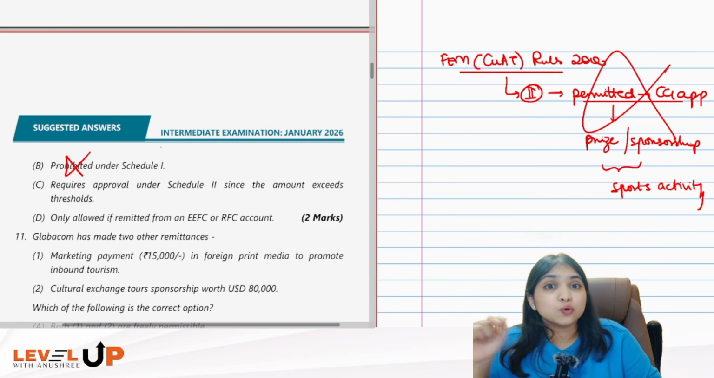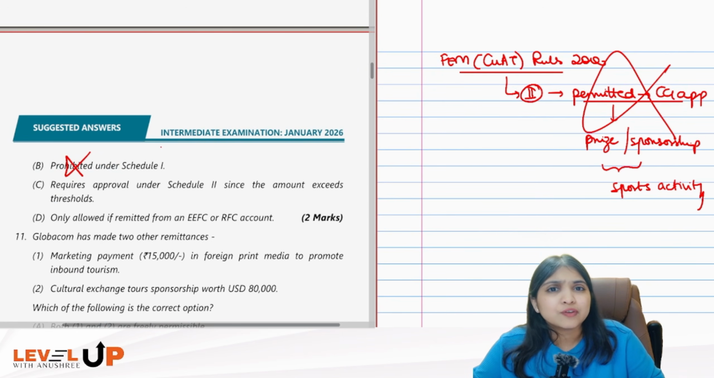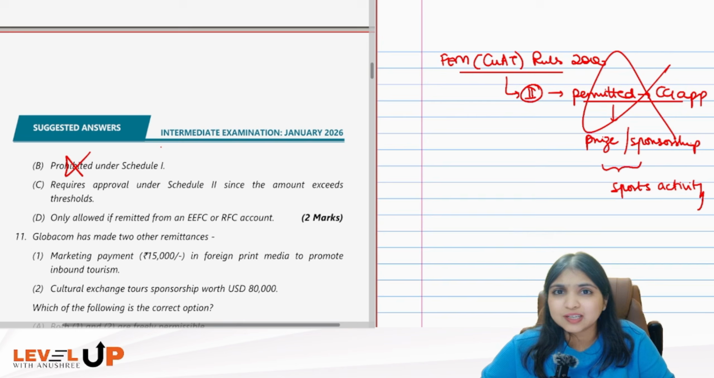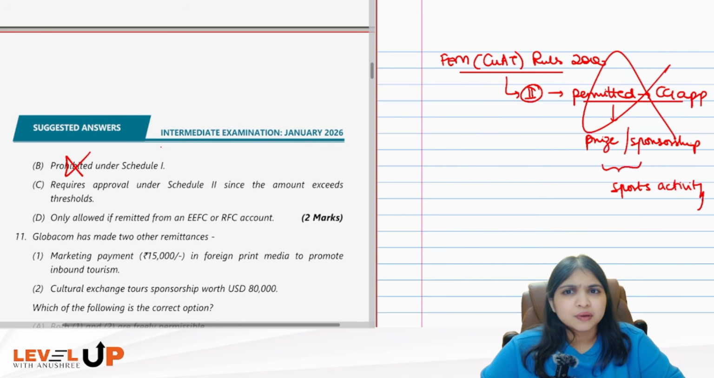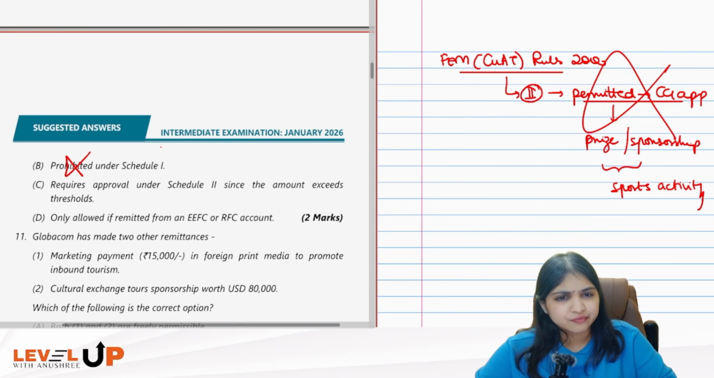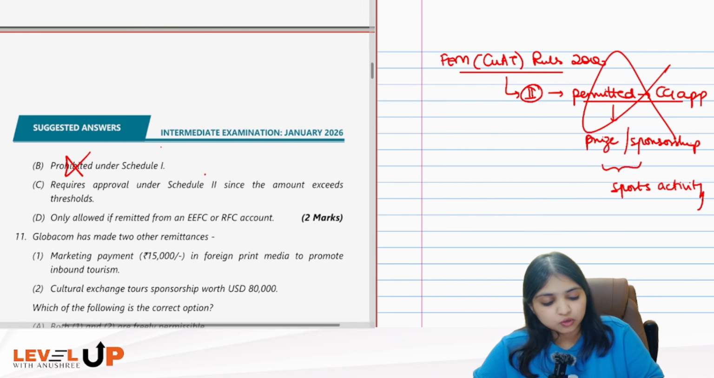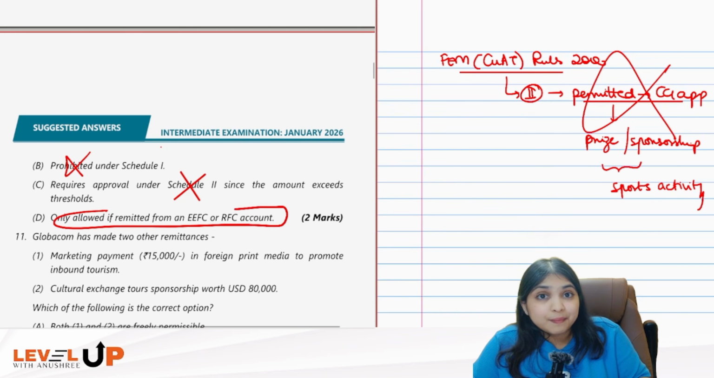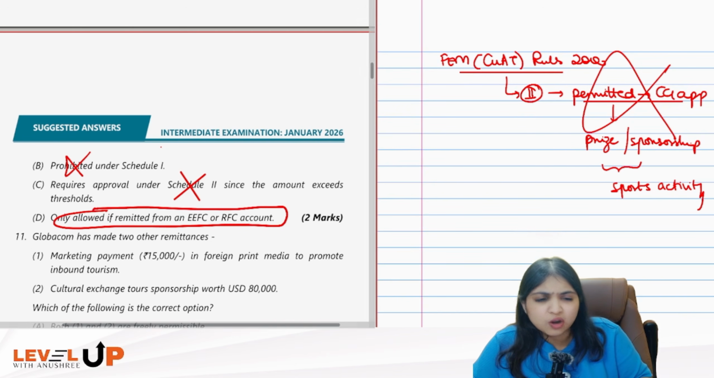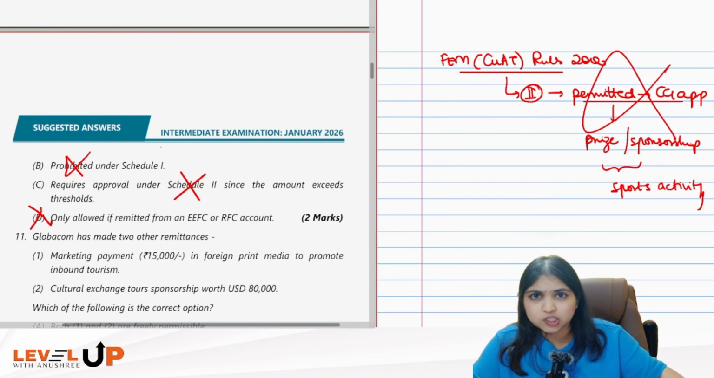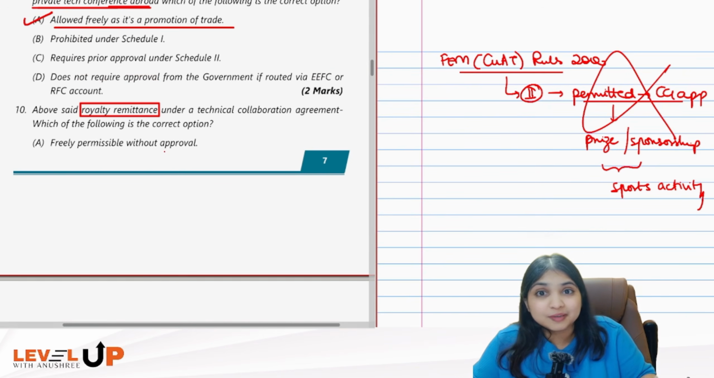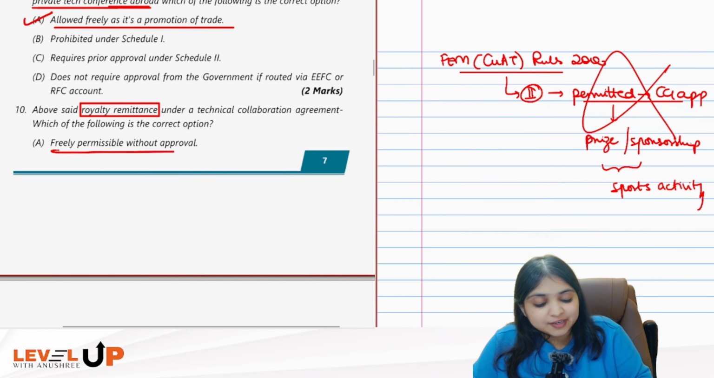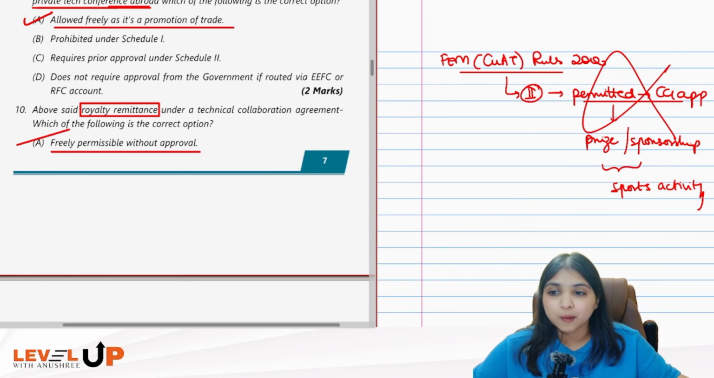Then does it come under Schedule 2, central government approval? There you have cultural tours, you have your foreign print media, you have sponsorship, prize winnings relating to sports activity, then you have P&I club, you have all of these points. But do you have this royalty point in Schedule 2? No, so it doesn't come under Schedule 2 also. Only allowed if remitted from EEFC or RFC account. No such provision also we have for royalty. So therefore, elimination approach is what we did over here. Freely permissible without approval, option A.